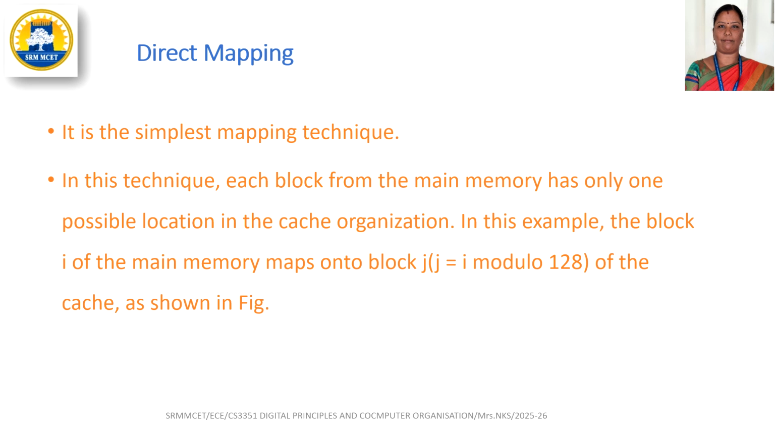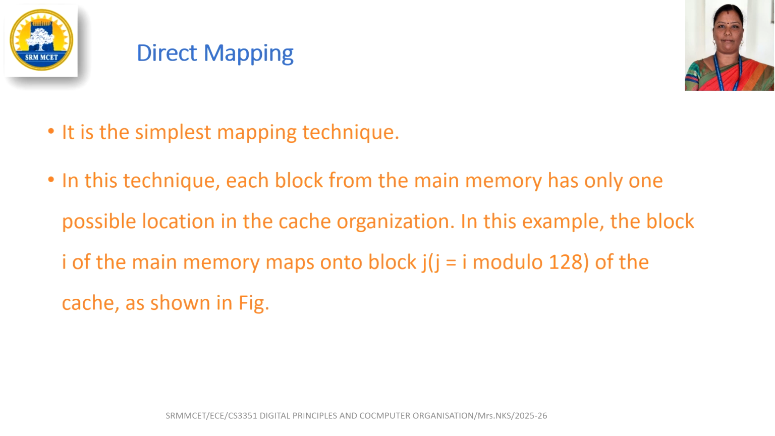Direct mapping is the simplest technique of mapping. In this technique, each block from the main memory has only one possible location in the cache organization. We have an example for that. In this example, the block I of the main memory maps into block J of the cache, where J is nothing but I modulo 128, which is shown in the figure.